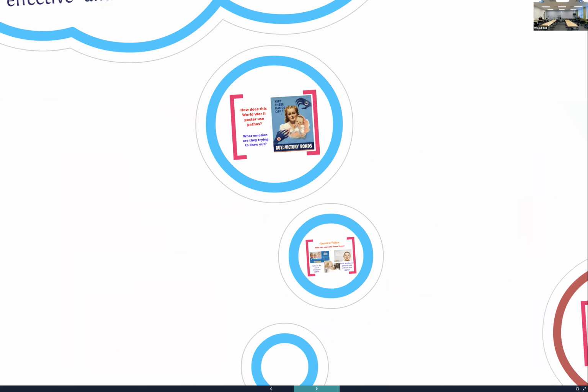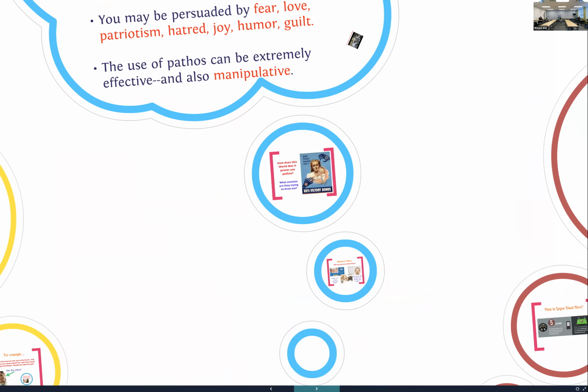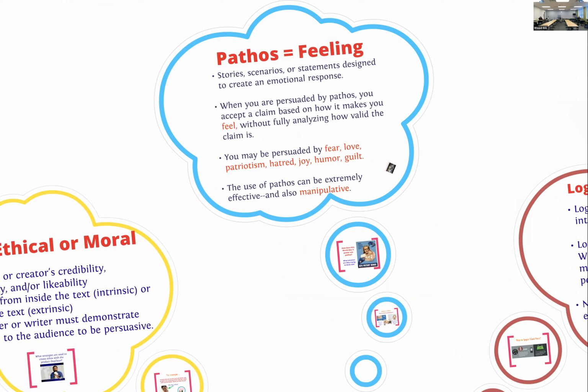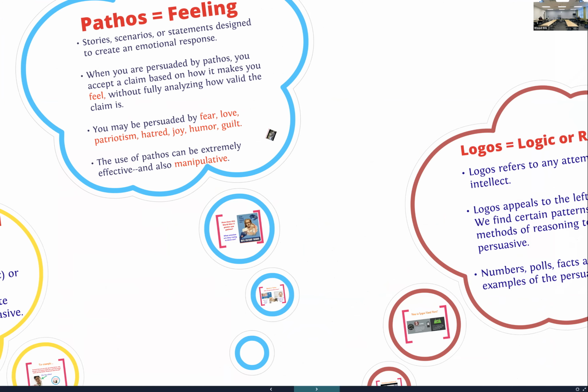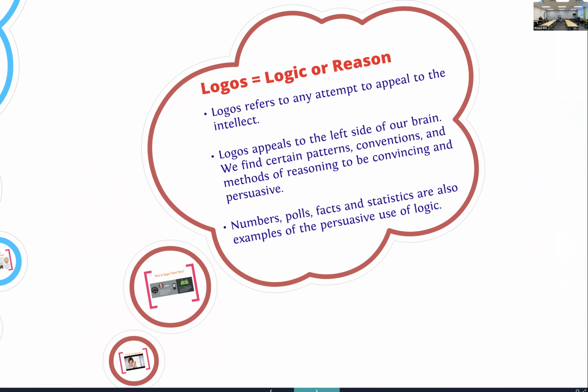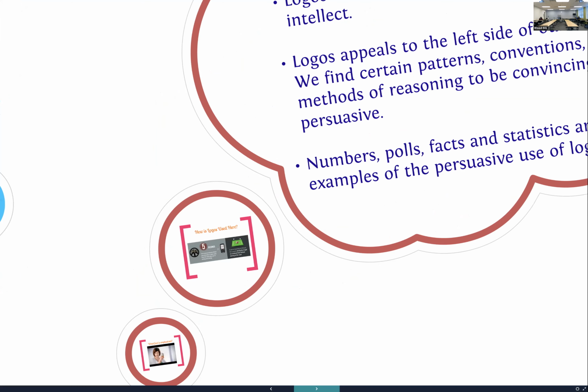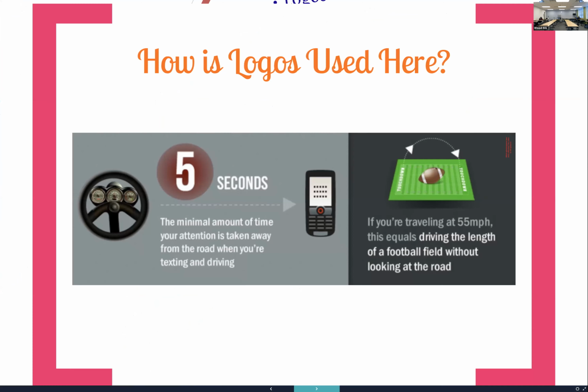All right, the last one is logos. This is logic or reason, and it refers to any attempt to appeal to intellect. This is more of patterns, conventions, kind of method for reasoning. These are like numbers, polls, facts, statistics. And let's see if we can pull this one up. Logos, come on, Grandma. Oh, there we go. And so how is logos being used here?